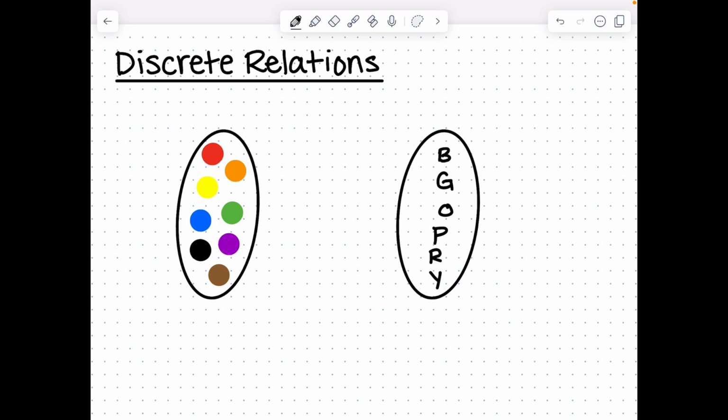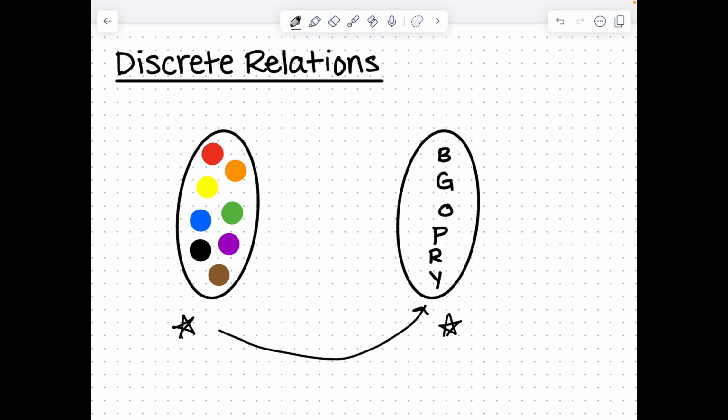Today we're talking about discrete relations. Now, a relation is just a way to get from one group of things, like this stack of colors, to another group of things, like this stack of letters. These are relations between sets. When I say group of things, these are generally sets of things, but they can be sets of pretty much anything, like colors and letters, numbers, expressions, all kinds of different things. But there's always a specific rule for this relation.